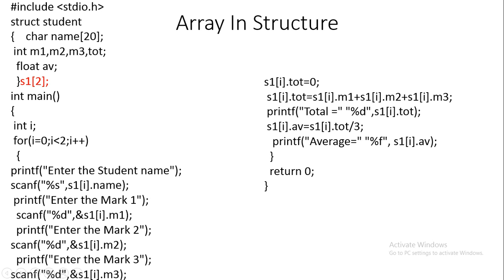Look at the examples, it will be very easy, right? s1 of i dot name is s1 of 0, s1 of 0 dot m1, s1 of 0 dot m2, s1 of 0 dot m3, and total we are calculating, and then average we are getting. Likewise the next loop goes up to 2, so 1 comes, s1 of 1 and its mark 1, mark 2, mark 3, total, average, and that's all. return 0 normally returns the value, right? That's all about this session.